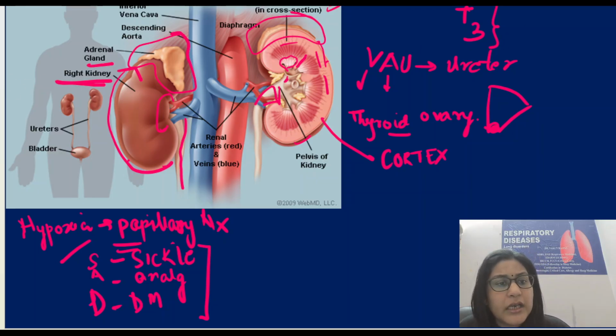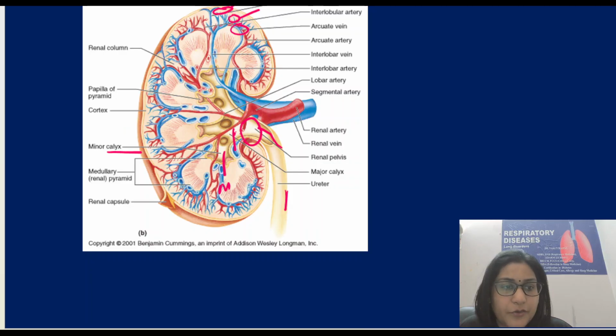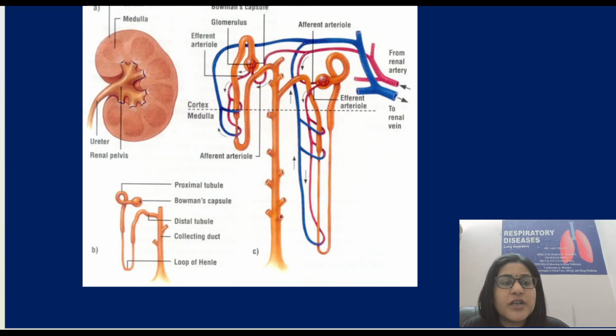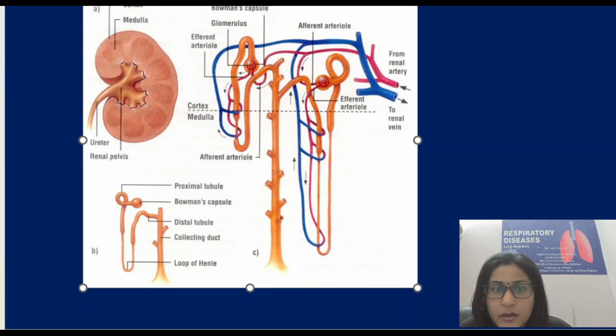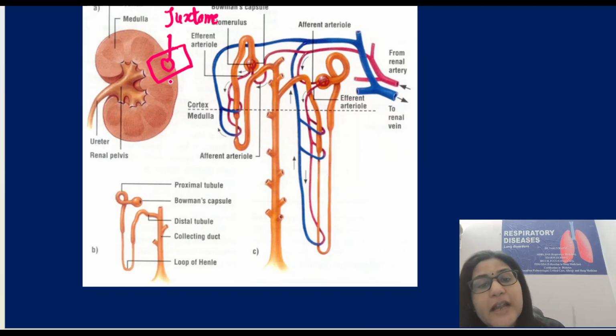Now let me move on to the finer structure. Here the ureter is entering, and this part is the renal pelvis. Then you have the major calyx and the minor calyx. Most of your nephrons are located superficially in the cortex. Then there are mid-cortical nephrons. These are the juxtamedullary nephrons, which are present at the junction of the cortex and the medulla, and they are very important as far as filtration is concerned. The functional unit of the kidney is the nephron, and within it the juxtamedullary nephrons are the most important.